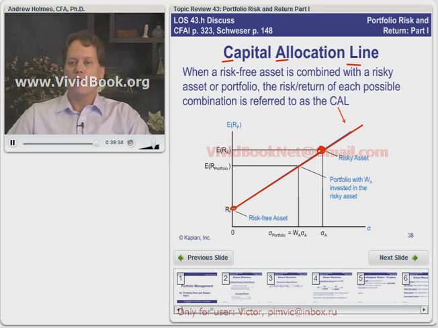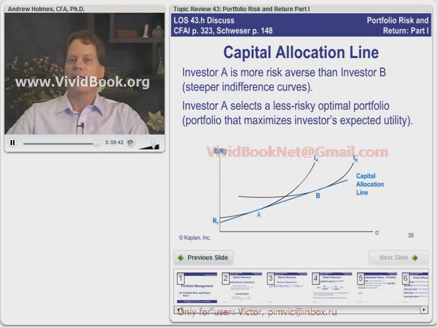And our risk-return preferences, if you think way back to the econ material, are going to be determined by indifference curves. So what we see here is that investor A is, again, more risk averse. A better language there would be less risk tolerant. So investor A is more risk averse than investor B.